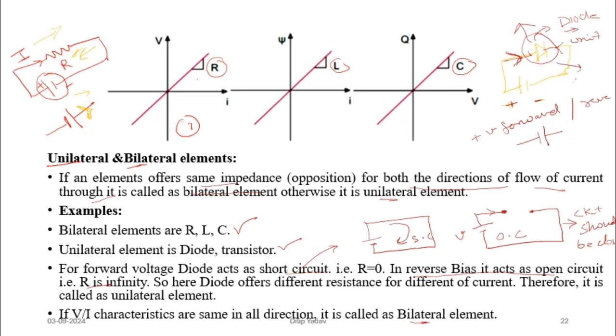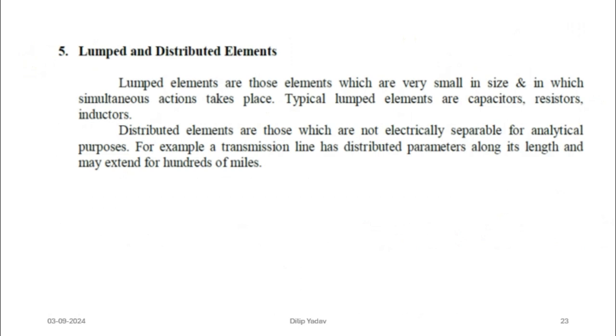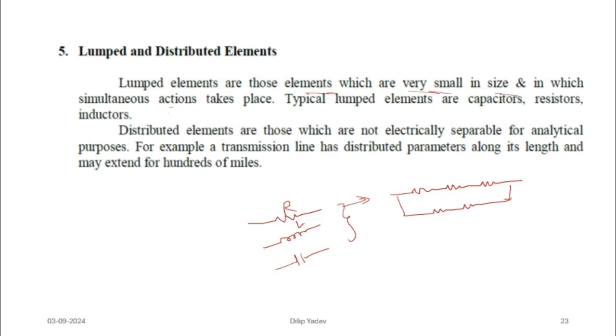Now coming to the lumped and distributed parameters. What are the lumped and distributed parameters? In the real world, it is really very difficult to find a pure resistance, pure inductor, and pure capacitor. But for simplification, in network analysis, if these are three resistors connected across this, then we can calculate the equivalent resistance. The lumped elements are those elements which are very small in size and in which simultaneous action takes place. Typically, lumped elements are capacitors, resistors, and inductors.